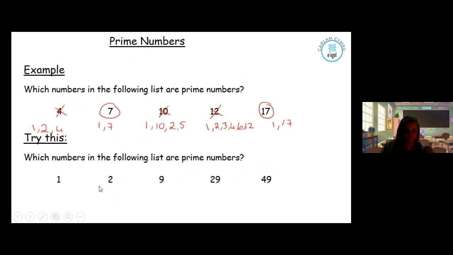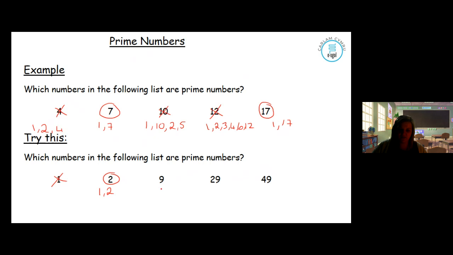Okay then, if I go through, we've already mentioned the number 1. 1 is not a prime, it only has 1 factor, so that one is not. 2: numbers that go into 2. 1 goes into 2, and 2 goes into 2. There's no other number that goes into 2, so yes, that is prime. That's the only even prime number that you will ever see. All the other even numbers will not be prime because 2 will go into all of them.